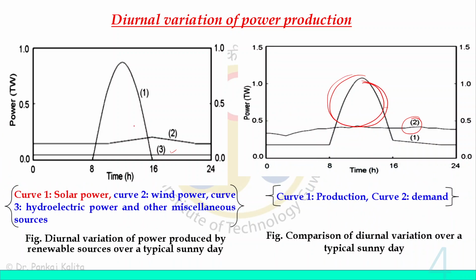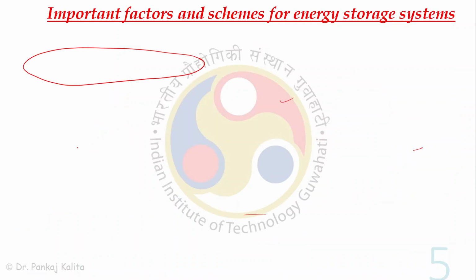And this is the power production, from 8 to 6, and this is the curve for demand. You can see demand is continuous with some variation, but the power production in this region is zero. So you need to store the extra energy, so that it can be supplied to this region. This is the main reason for energy storage.